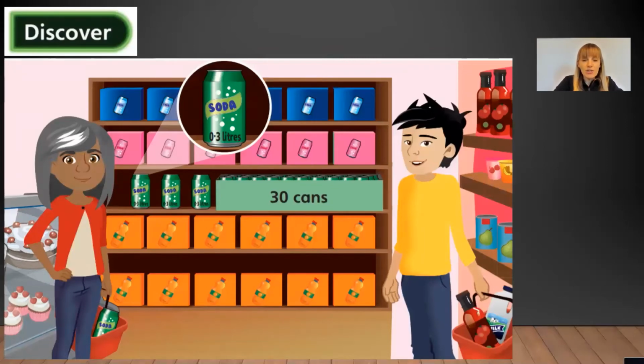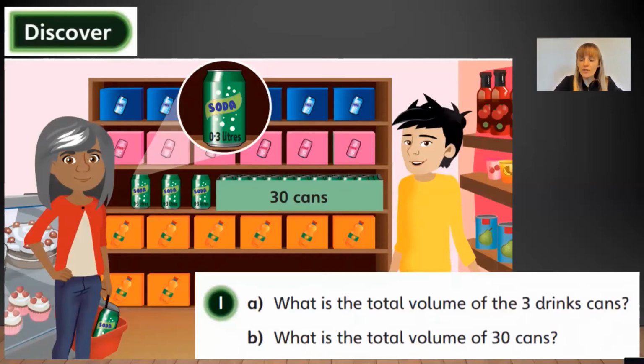Now here we've got 2 children in the shop and they're looking at buying some cans of soda. Now 1 can of soda holds 0.3 litres of drink. Now part A says, what is the total volume of 3 drinks cans? So how would I multiply 0.3 by 3? Now there's different methods that you could use to do this. So I'd like you to pause the video, work it out, then look at the answers and then look at the alternative methods because you'll be doing some work like this in your books today.